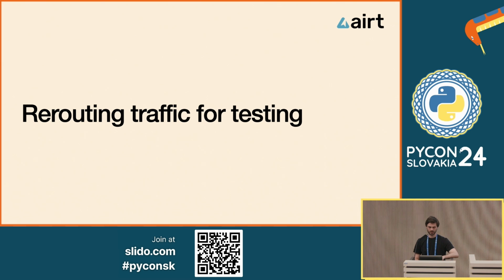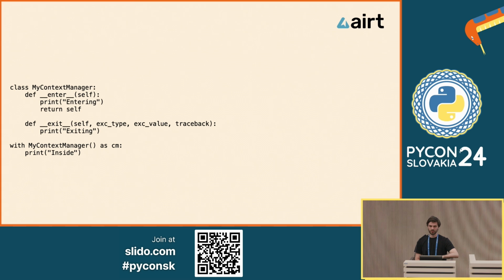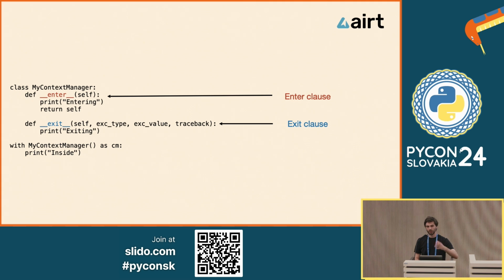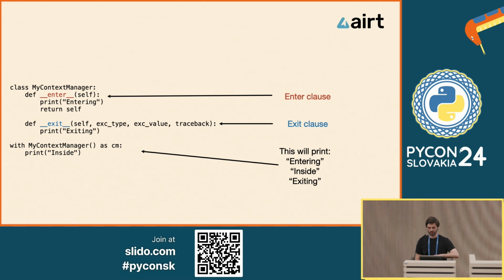The next thing is the way we reroute our traffic for testing in memory. We are using context managers. So this is a basic example of a context manager. You have an enter clause, you have an exit clause. When you use a with context manager, first the enter clause gets executed. Then what's inside of the context, so this print inside gets executed, and when you're exiting the context manager, the exit clause will get executed.